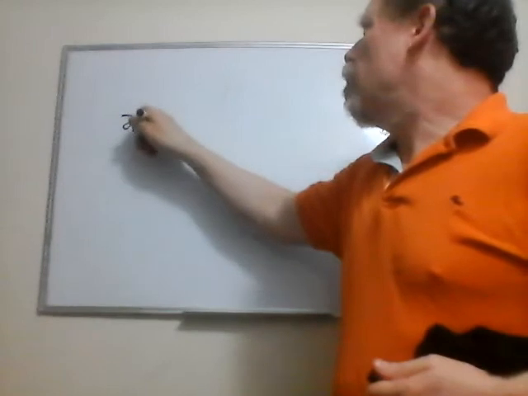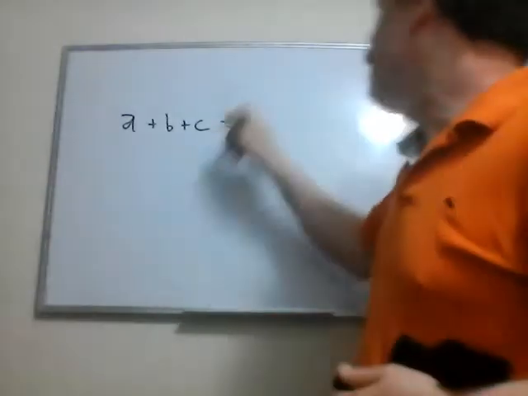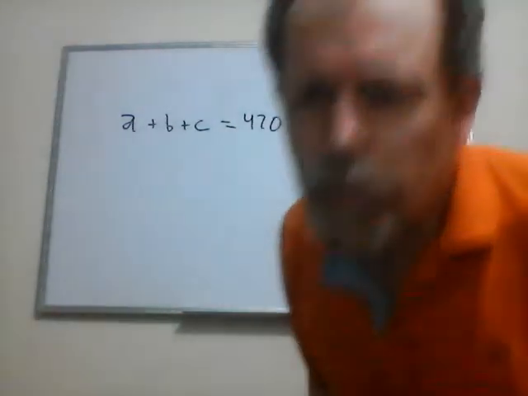It says the sum of three numbers is 470. One of the numbers n is 50% more than the sum of the other two numbers. What is the value of n? So let's take this. The sum of three numbers is 470. So that's A plus B plus C equals 470. Okay? They told me that much.